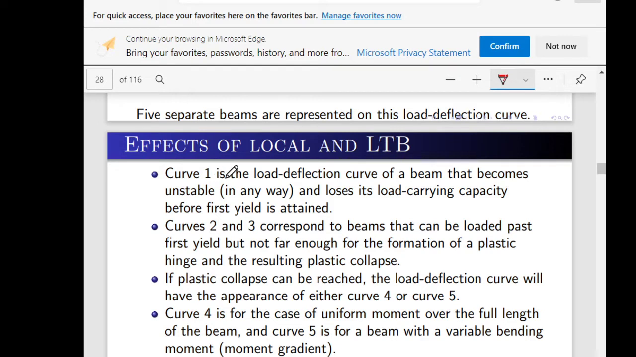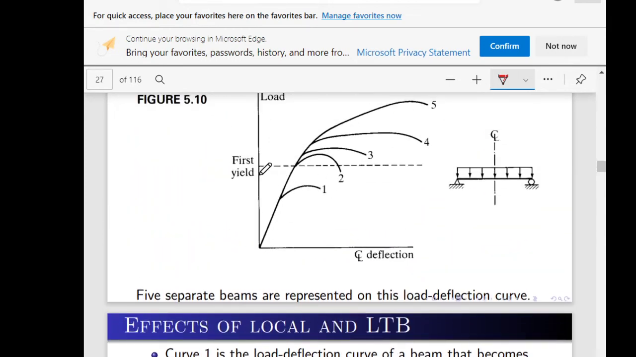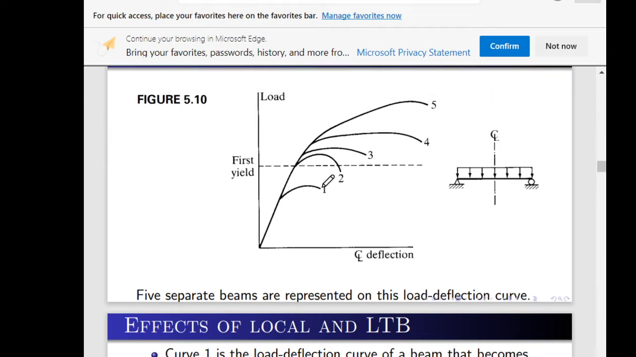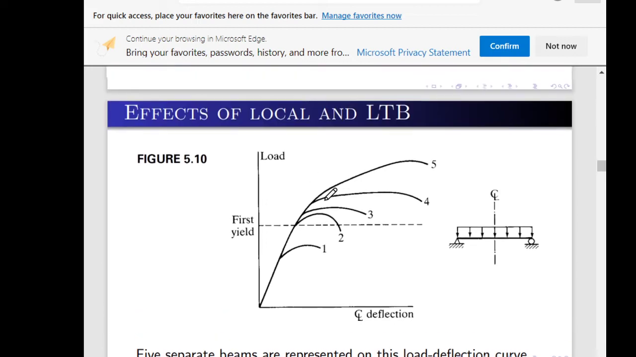So curve 1 is the load deflection curve of a beam that becomes unstable in a way that loses its load carrying capacity before first yield is attained. So at curve 1, it has not yet reached its first yield, it is already unstable. So meaning the section or the beam has not been properly established. It has not reached it yet.